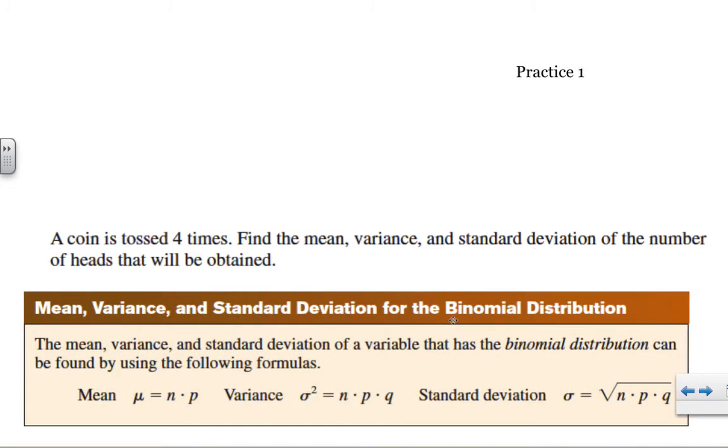All right, so here's yours. Of course, it's a little harder, right? So a coin will be tossed 4 times. Find the mean, variance, and standard deviation of the number of heads that will be obtained.